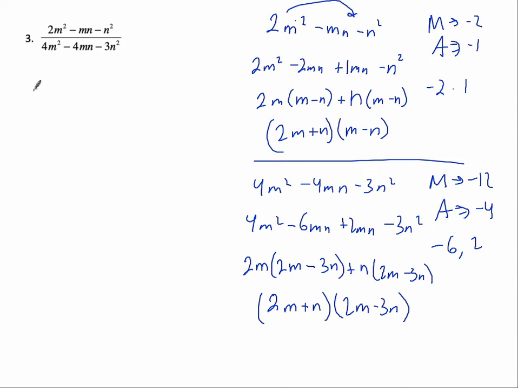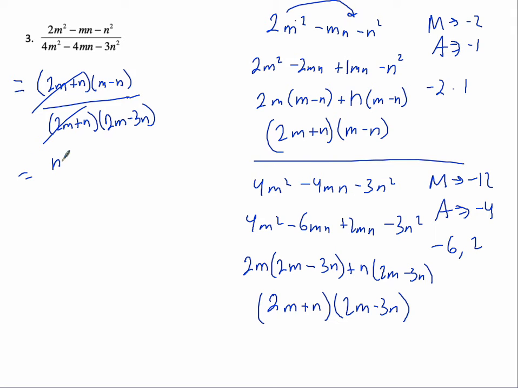Now we'll go back to this expression here and substitute in the factored versions. We have that in the numerator, and we have this in the denominator. These are going to cross out. We have m minus n over 2m minus 3n.